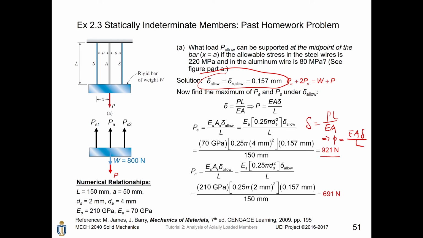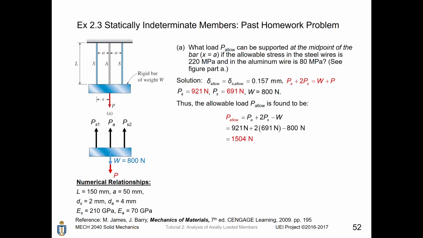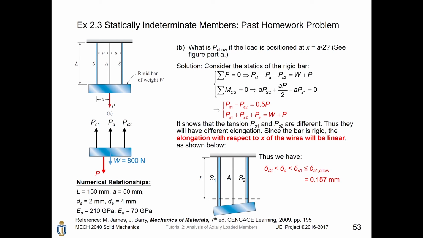Similarly, we substitute the values into this formula. We know that the Young's modulus of steel is 210 gigapascals, and the cross-sectional area for the steel wires is that small. Finally, we do a lot of calculations to get the allowable load in the steel wire, which is 691 newtons. After recomputing all those things, we can apply the statics equilibrium. That is, we put all the PA, PS, all the stuff into the formula. Then we can get the allowable load on the system, which is 1504 newtons.